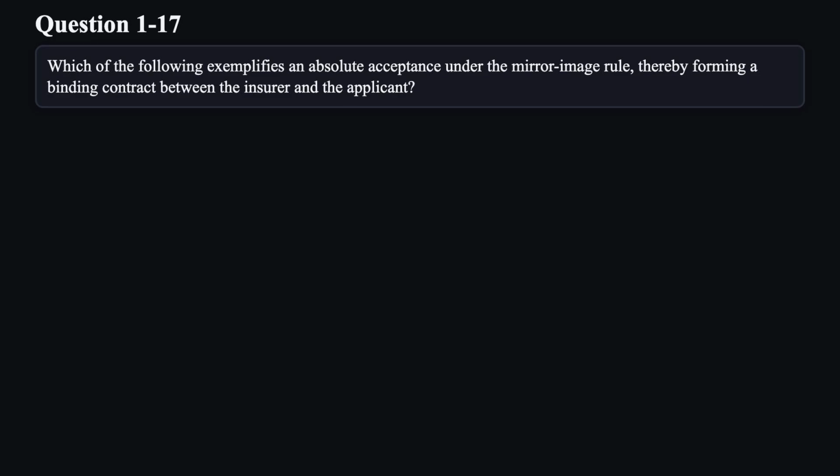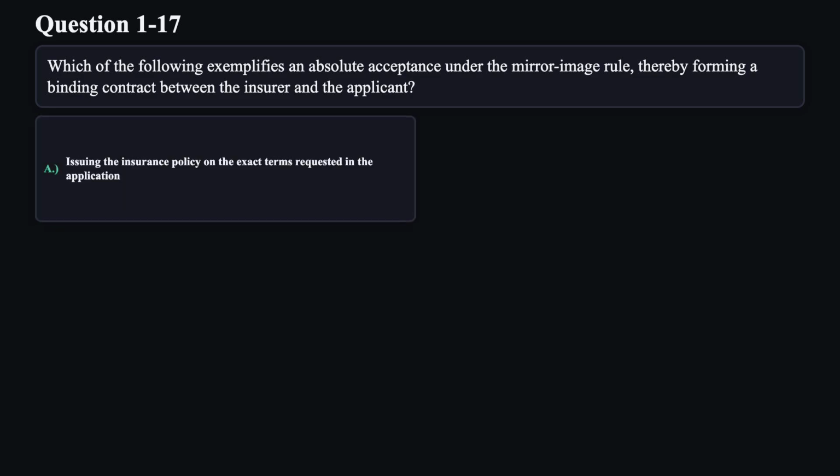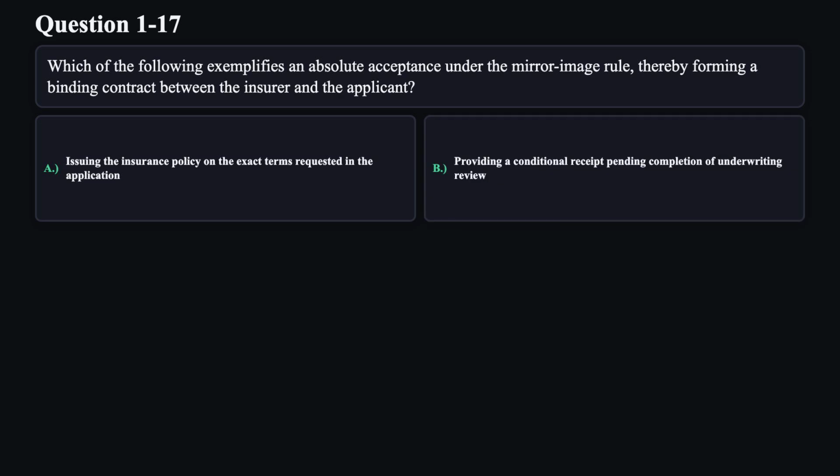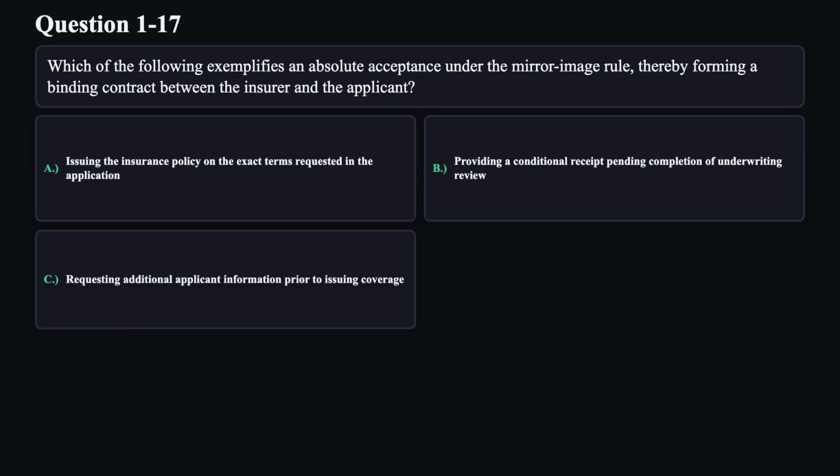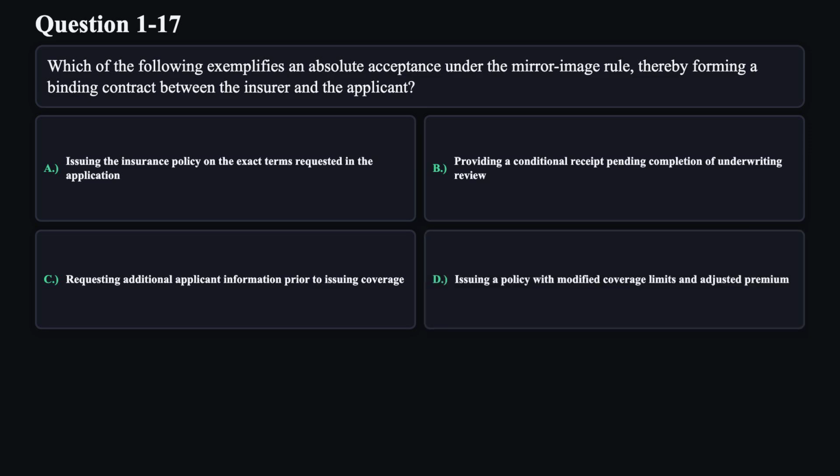Question 17. Which of the following exemplifies an absolute acceptance under the mirror image rule, thereby forming a binding contract between the insurer and the applicant? A. Issuing the insurance policy on the exact terms requested in the application. B. Providing a conditional receipt, pending completion of underwriting review. C. Requesting additional applicant information prior to issuing coverage. D. Issuing a policy with modified coverage limits and adjusted premium.